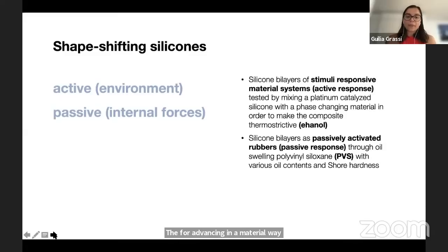We wanted to have both an active response and a passive response. So we investigated 2 material systems. One was achieved by using ethanol as the active material, let's say, and the other one by using polyvinyl siloxane. And we will see shortly how these systems work.